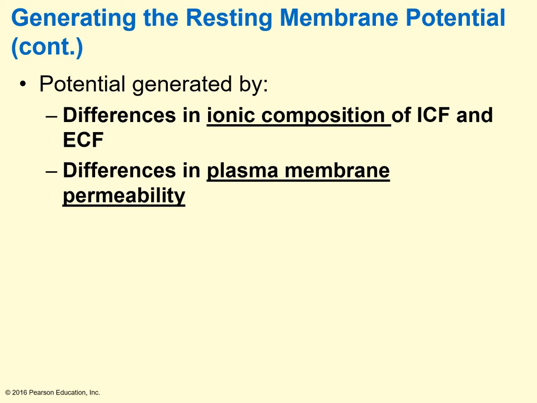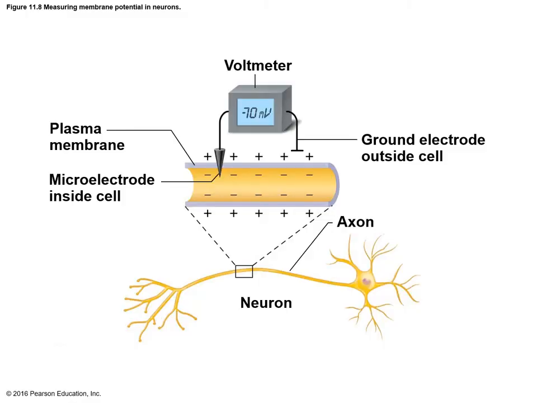Why do you have these different charges? Well, it has to do, once again, with the difference in the ions, the concentration in the intracellular fluid versus the extracellular fluid, inside the cell versus outside the cell. And it also has to do with differences in plasma membrane permeability. It just means certain items more easily pass across the membrane than others. And this is showing here that the voltage meter is actually measuring this charge. As I said, it's about minus 70 millivolts. So inside's negative, outside is positive.